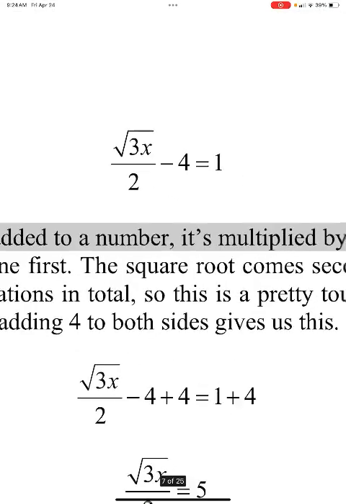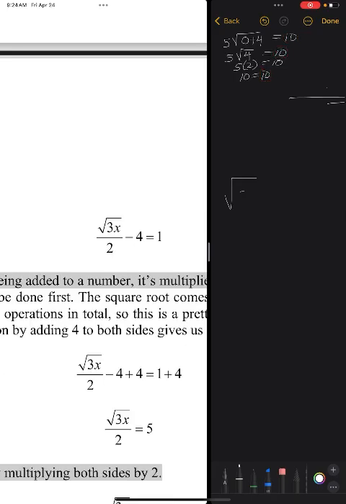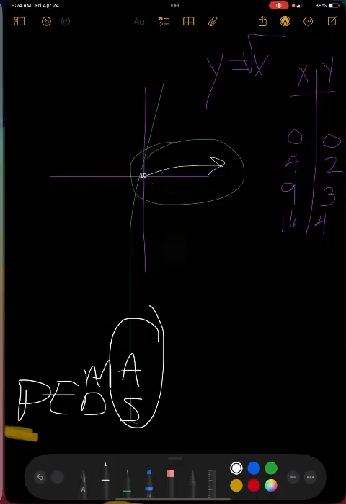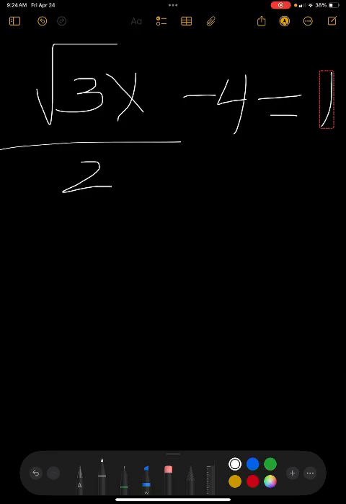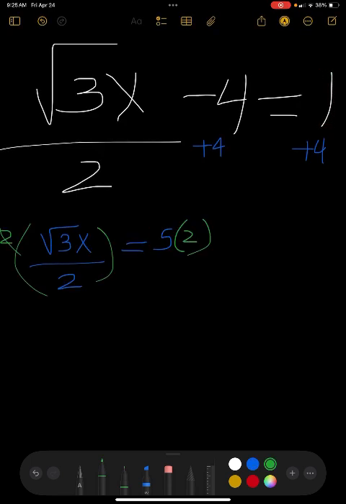So what if we have something like this? How do we deal with that? So here we have square root of 3x over 2 minus 4 equals 1. Well, thinking of PEMDAS backwards, first thing we are going to do is deal with that minus 4. So we're going to add 4 to both sides, and we get square root of 3x over 2 equals 5. And now we multiply both sides by 2, and we get square root of 3x equals 10.